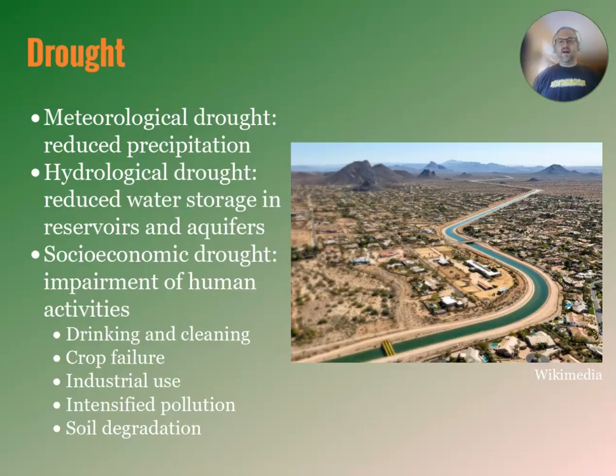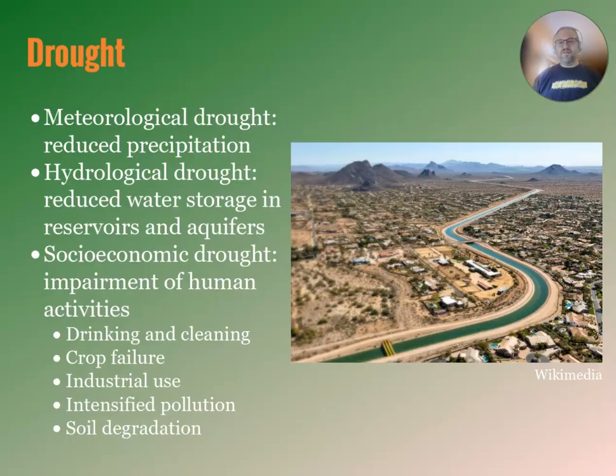And if our hydrological drought goes on for a while, we can progress into socioeconomic drought. So when we hit socioeconomic drought, we're now experiencing the impairment of human activities. So now our hydrological drought is severe enough that it's starting to really hurt people, that people are starting to suffer negative consequences as a result. So our social and economic systems are being affected by the drought. And so some of those activities that might be impaired when we get into a socioeconomic drought are things like drinking and cleaning. We don't have enough water to do all the things we'd like to do. People have to start restricting their uses of it for these kind of household uses.